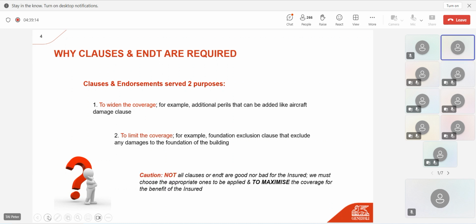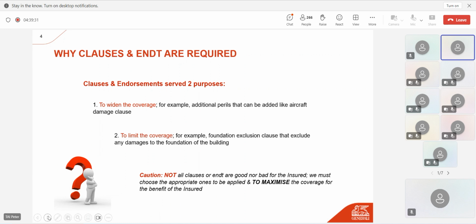Caution: not all clauses or endorsements are good, nor bad, for the insured. It can be good, it can be bad. Okay, we must choose the appropriate ones to be applied and to maximize the coverage for the benefit of the insured. Okay, so that is your job as an agent.